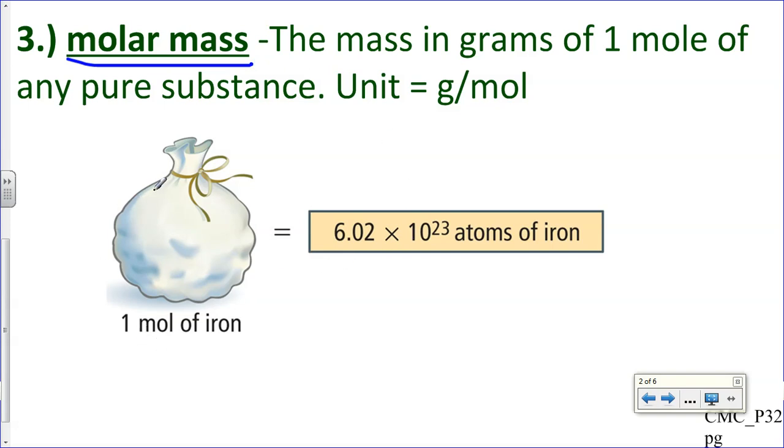If we were to look, say, at this little bundle of iron right here, and say this little bundle has exactly 1 mole of iron in it, well, that means that it has 6.02 times 10 to the 23rd atoms of iron in this little package, this bundle. Well, how much would that weigh? This is where you need your periodic table. And if we look up the atomic mass of iron, it is 55.847.